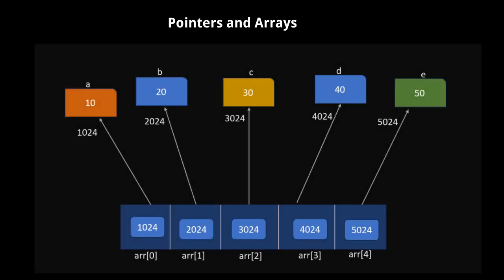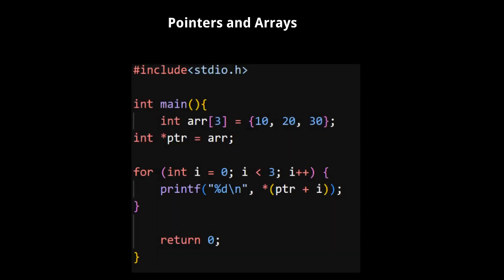Pointers and arrays are closely related. The name of an array acts like a pointer to its first element. Let's see this in action here. arr is an array of 3 integers. ptr is a pointer to the first element of arr. The loop uses pointer arithmetic to print each element of the array.